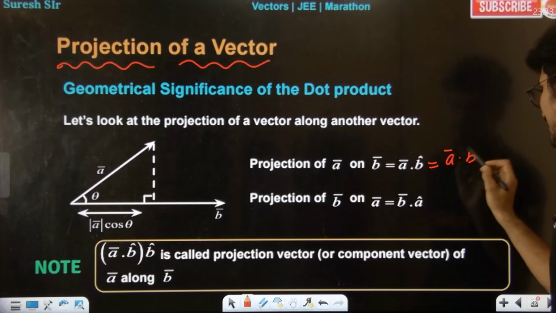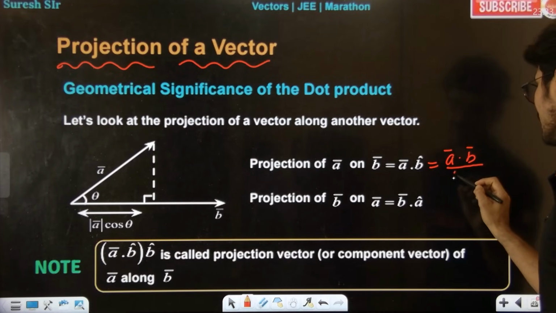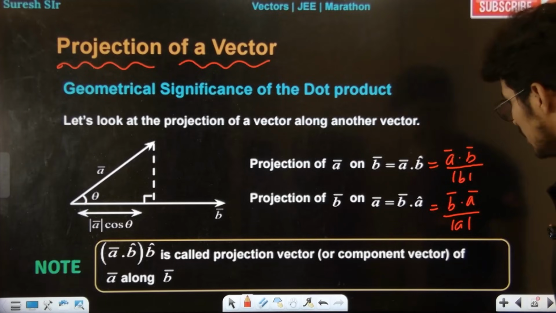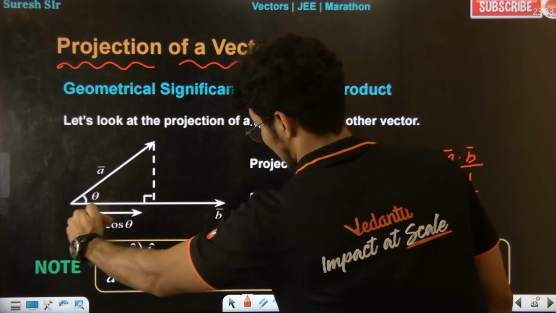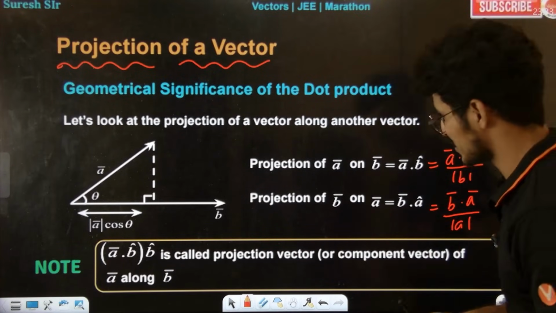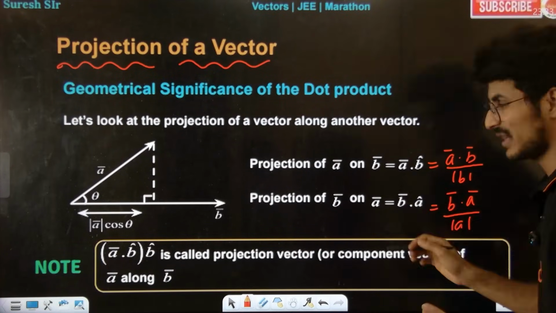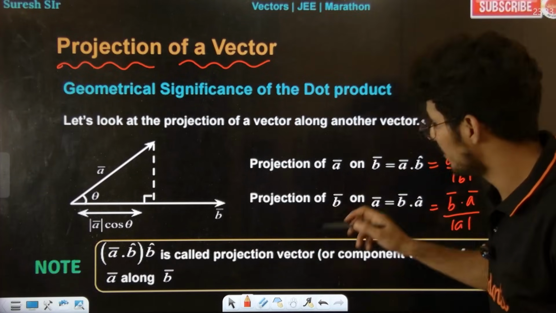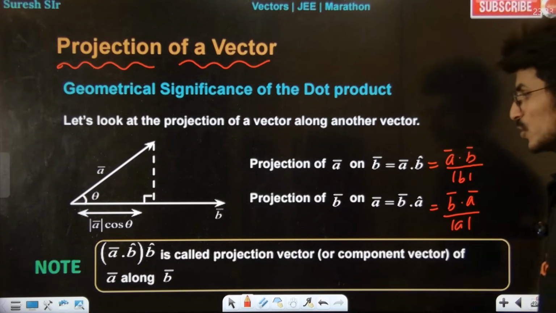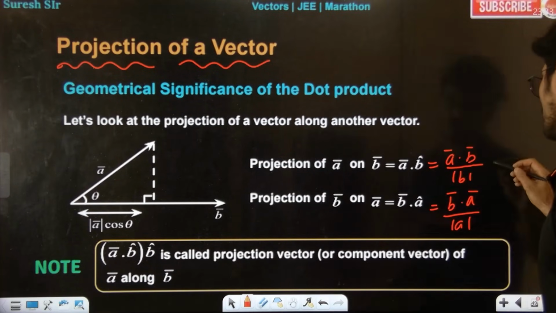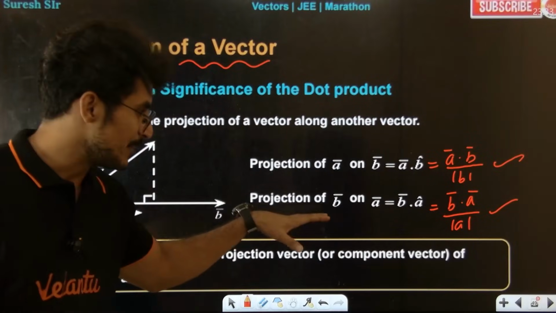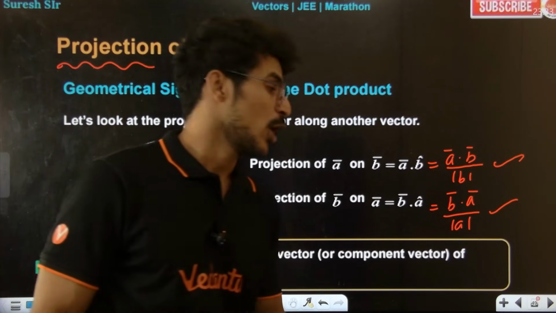If I write it in detail, it is A vector dot B vector divided by magnitude of B. And B dot A divided by magnitude of A. For projection of A on B we just take the cos component and we can prove this very simply, but proof is not required at the moment. So projection of A on B is A dot B by magnitude of B, so B comes below. Projection of B on A, then A comes below. This is called the projection concept. Simple formula. Now we'll see questions based on this.